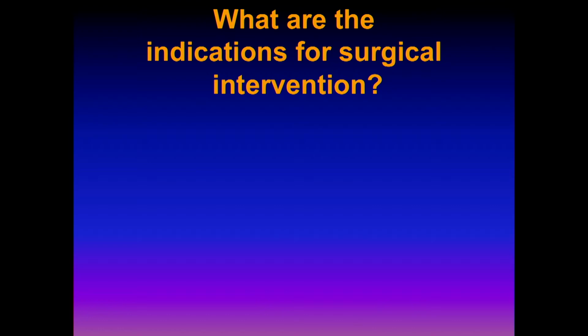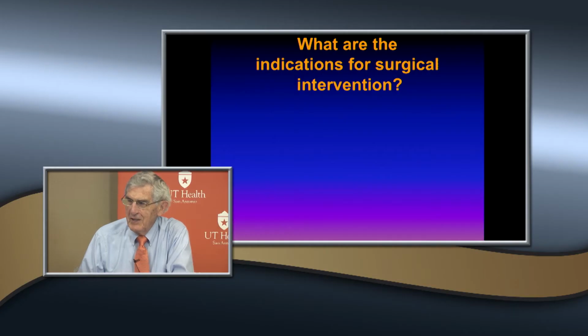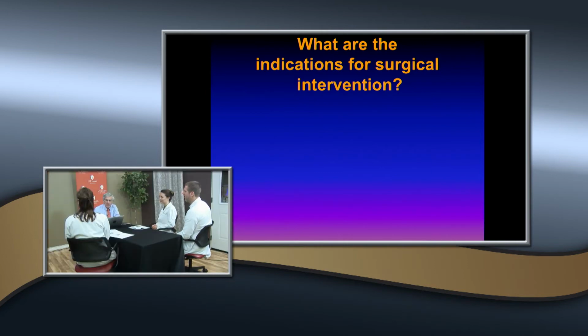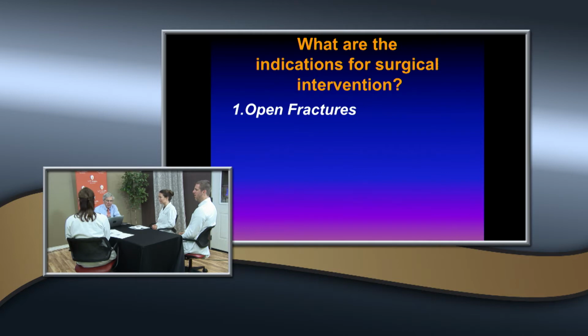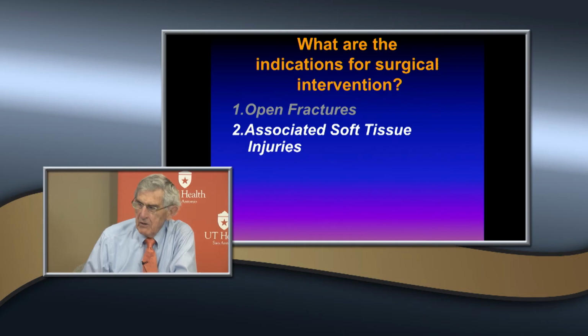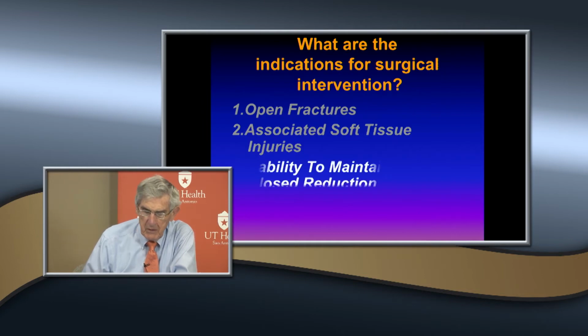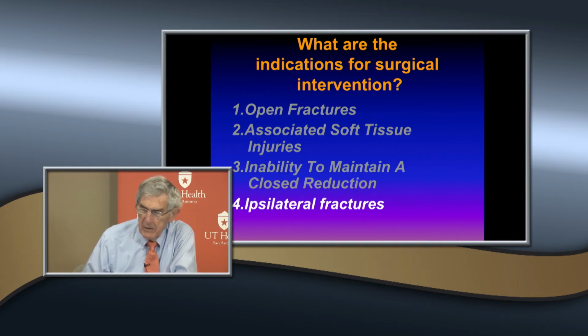Now, you're going into orthopedics because you like to do surgery? Yes, sir. So when are you going to get your scalpel out? If they have a compartment syndrome. Well, that's one. You hope you get that before you get that. But this is primary care before they get complications. Or an ipsilateral. Well, would you agree? Yeah. Open fractures. A lot of soft tissue injury, you know. Inability to maintain a closed reduction. And ipsilateral fractures. And this is kind of relative, refractures. We'll discuss this in just a minute.